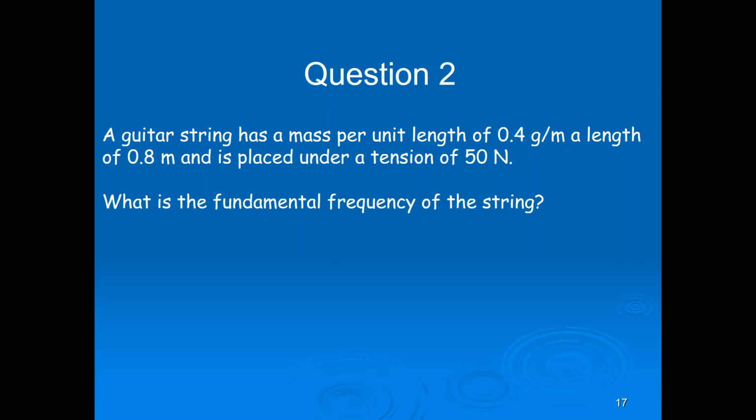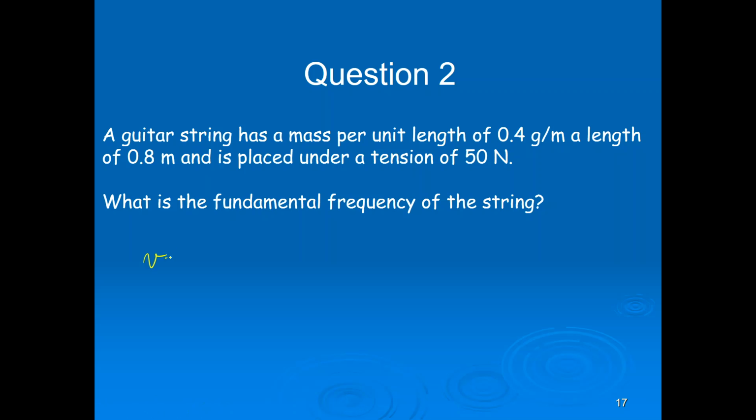What's the first step that you guys did? Find the speed. Good. What equation can you use to find the speed? Which variables are important for the speed? We're talking about guitar strings, right? This is a guitar string. We're talking about a string. What's important for the speed? Tension and mu. Yeah.